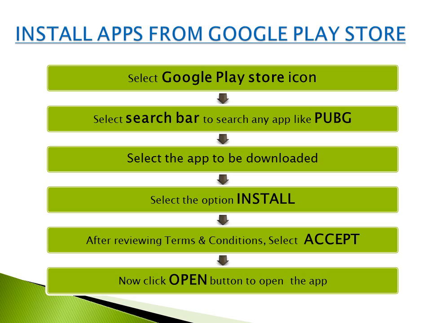Next is install apps from Google Play Store. Whenever you want to install any app from the Google Play Store, you have to go through these steps. First, select Google Play Store icon. Second, select search bar to search any app like PUBG. Third, select the app to be downloaded. Fourth, select the option install. Fifth, after reviewing the terms and conditions, select accept. Then last, click on the open button to open the app.